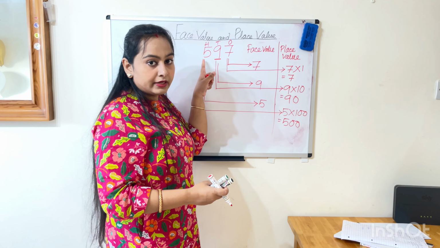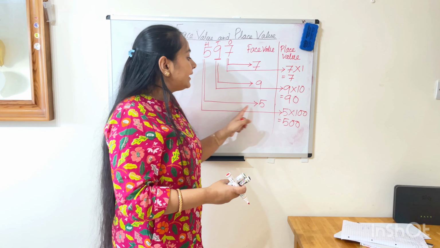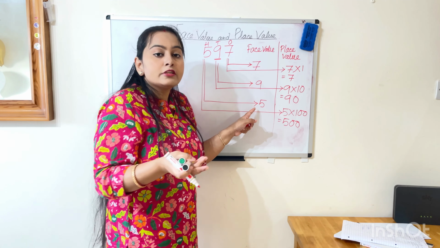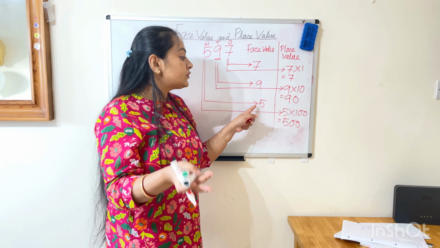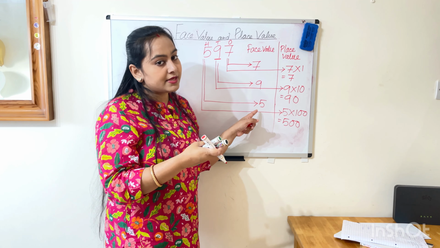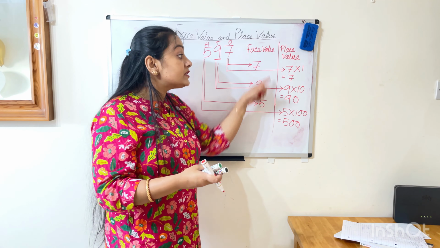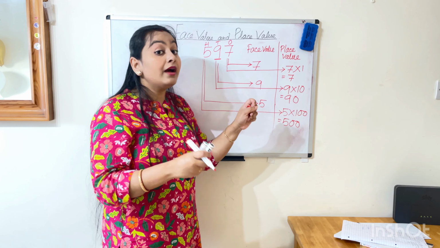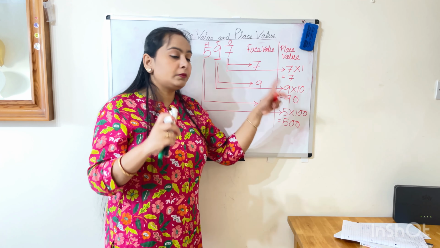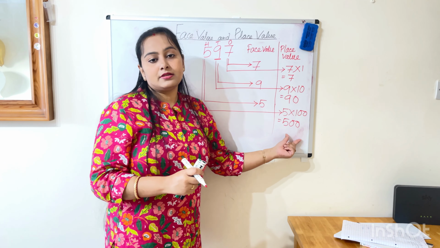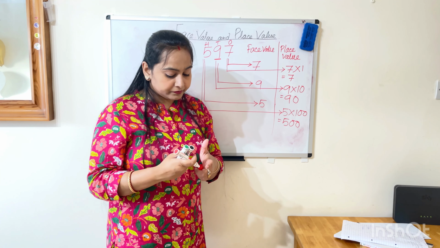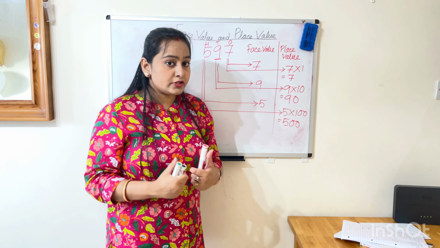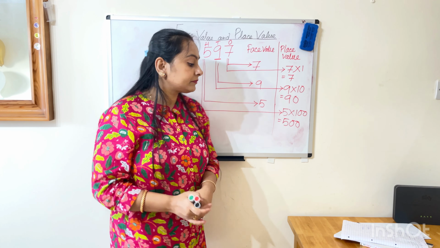Now 5 is at the 100 position, but the face value does not depend on the position. So that's why it remains the same 5, but place value depends on the position. 5 is at which place? 5 is at the 100 place. So 5 should be multiplied with 100 to get that answer, that is 500. I hope all of you understood up to this portion, right?